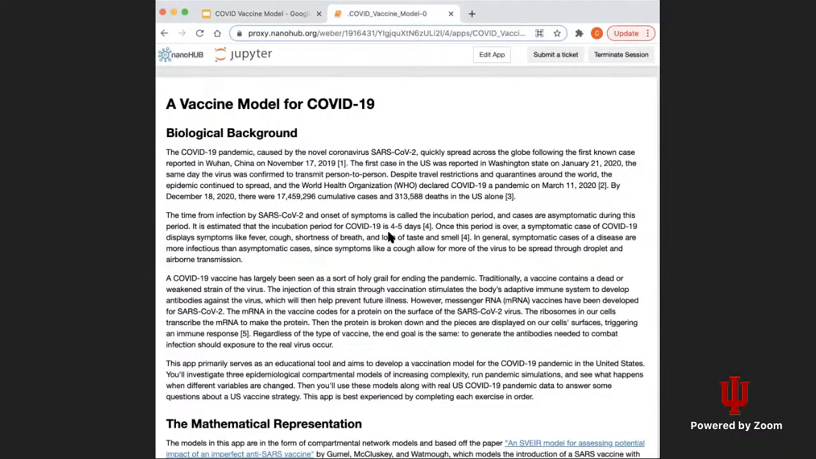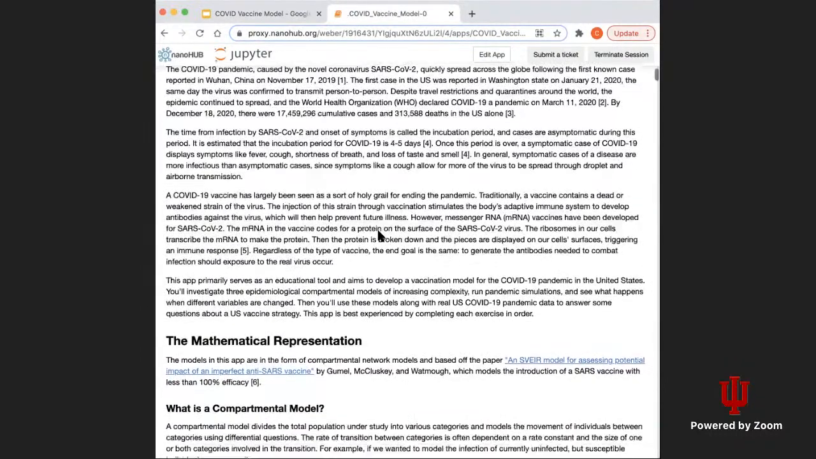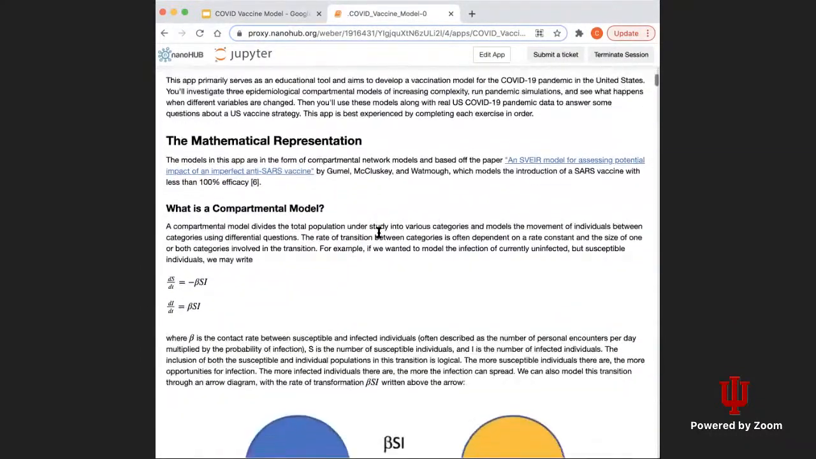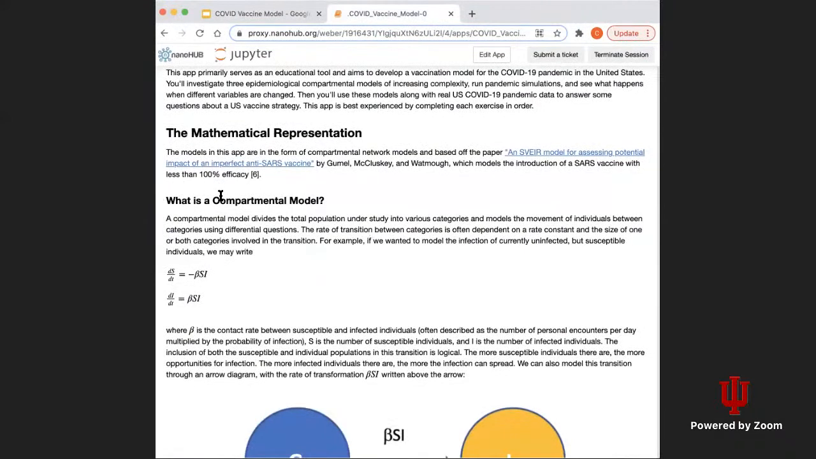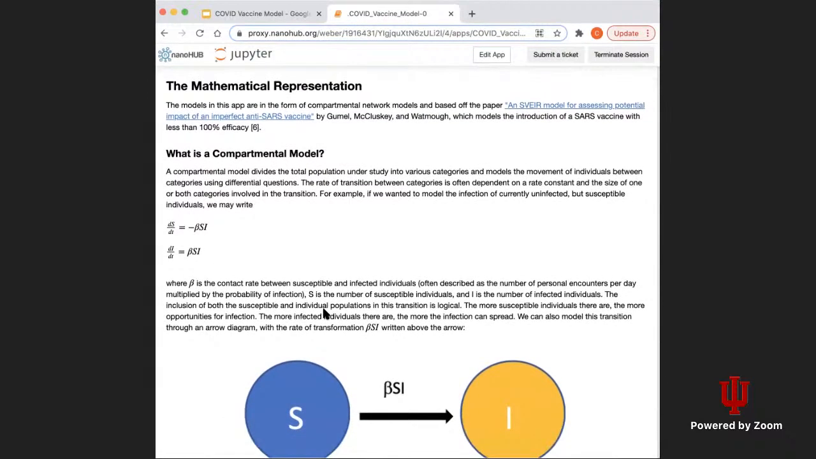Here's the actual application. As you can see, there's a very big biological background, which I think is one of the things that this application does very well. It starts with very simple questions, like what is a compartmental model? As I said, it goes from very simple to much more complicated, which is another thing I think it does well, basically explaining the rate of change for different individuals and different groups of cells.